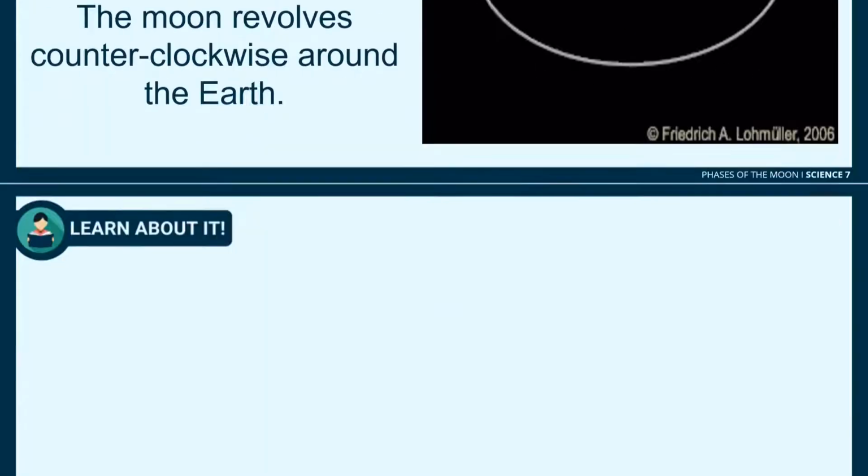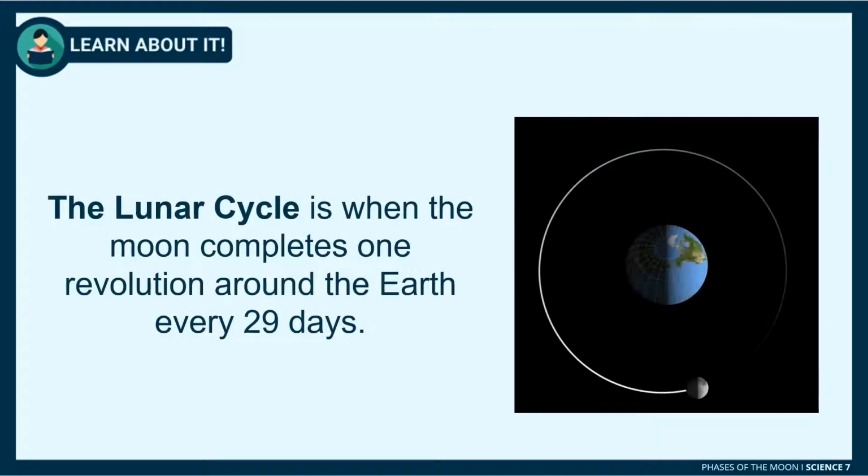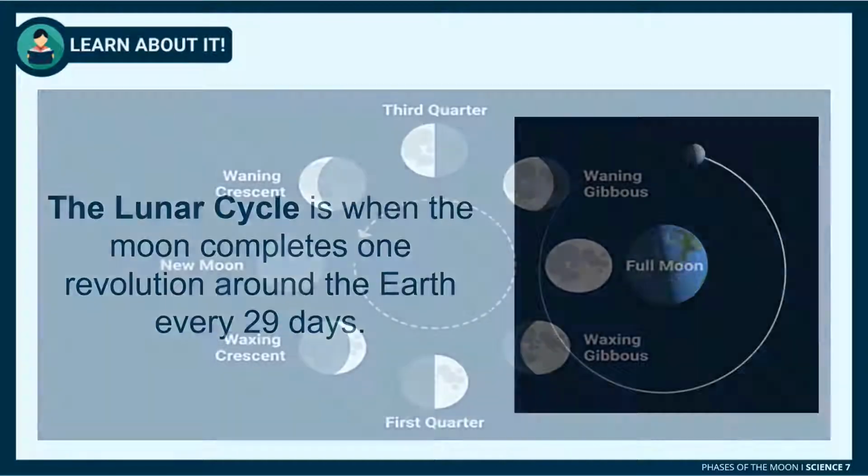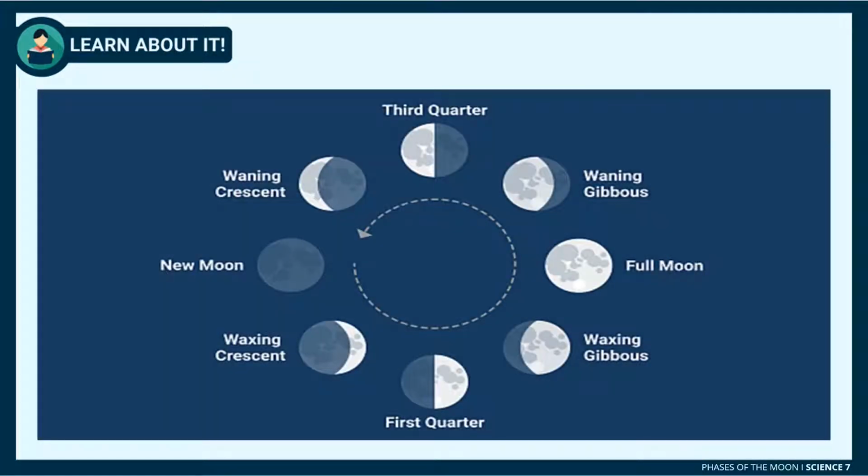In approximately a month or 29 days, the moon completes one revolution around the Earth, resulting in one lunar cycle. The motion of the moon around the Earth causes changes in its appearance. Now, let us discuss the different phases of the moon.